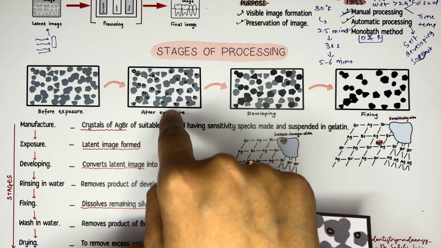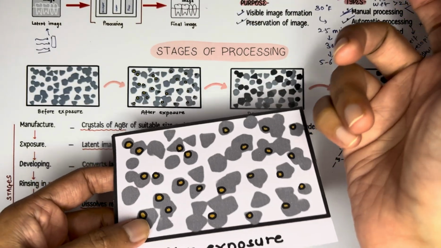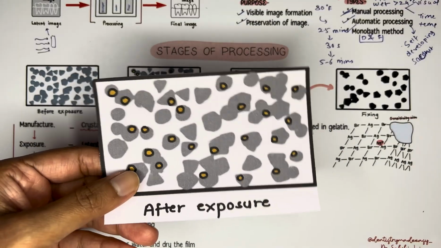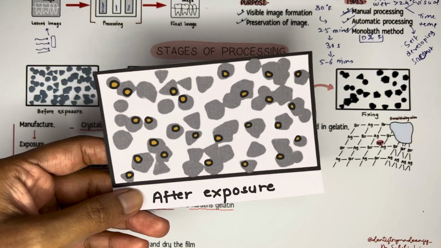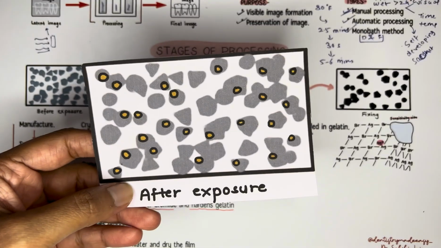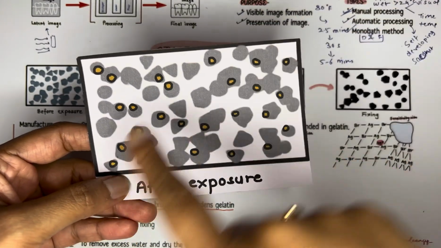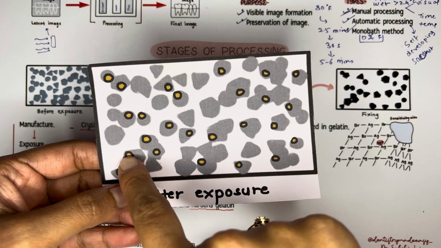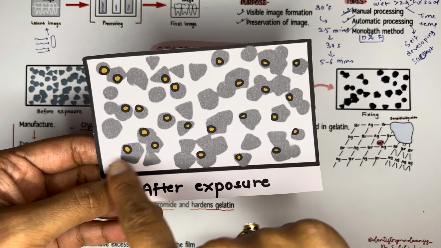Now what is a latent image? We have already seen that in the latent image formation. So the latent image is the invisible image which is formed on the X-ray film, and you need to go for processing to see it. Over here, these yellow and black dots are the latent image sites.